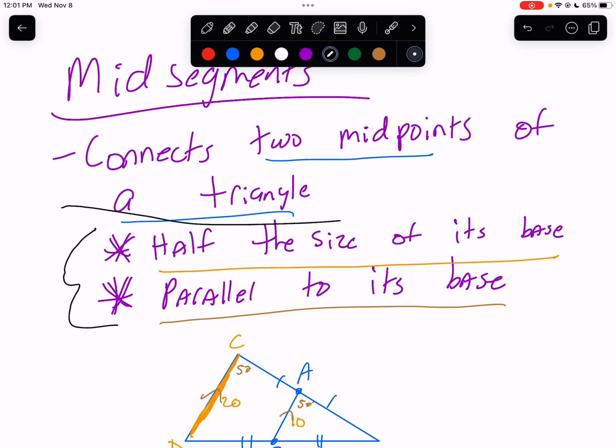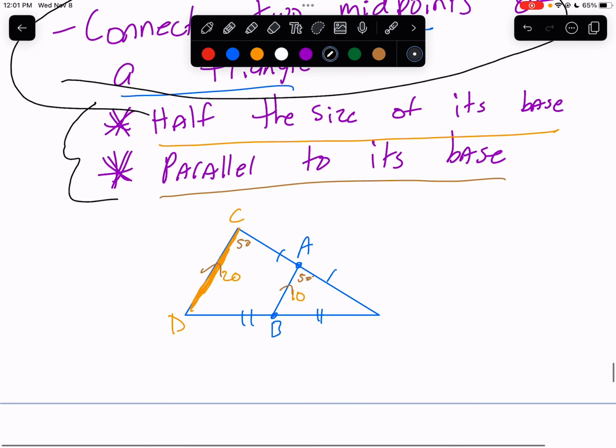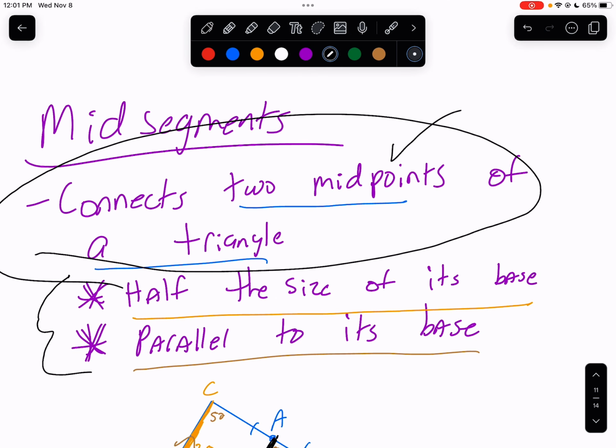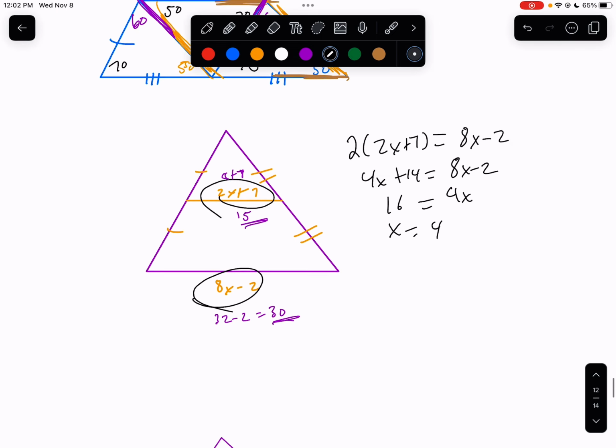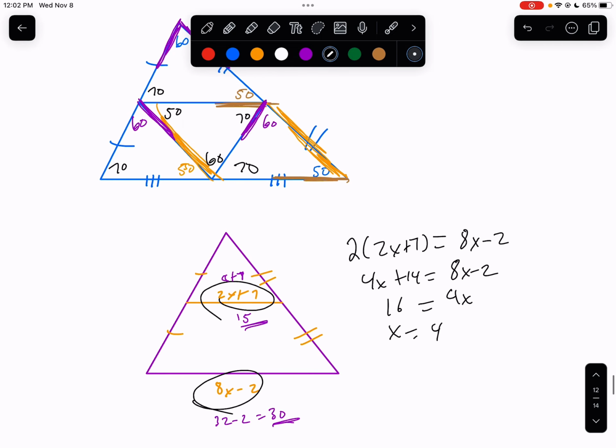Now, what if you know it connects two midpoints? Well, then yes, that's automatically a midsegment. So the definition causes both of these to occur. And if both of these occur, then you know you have midpoints. But there's a short lesson on midsegments. Hopefully you understood that. I'll see you next time.